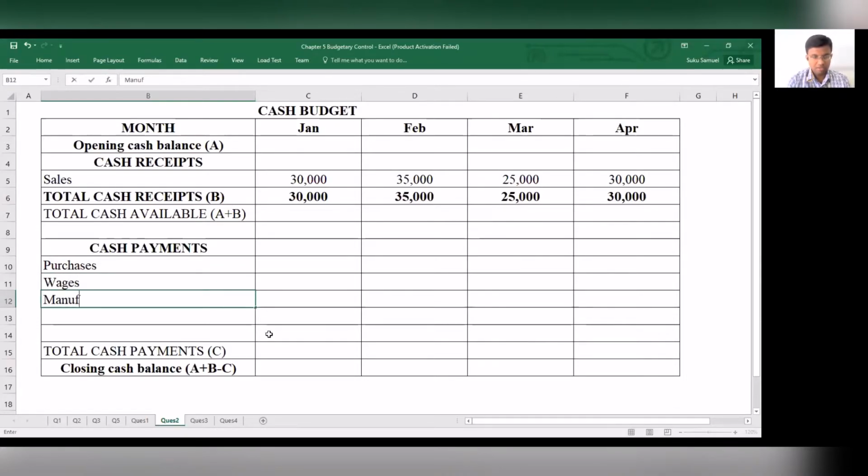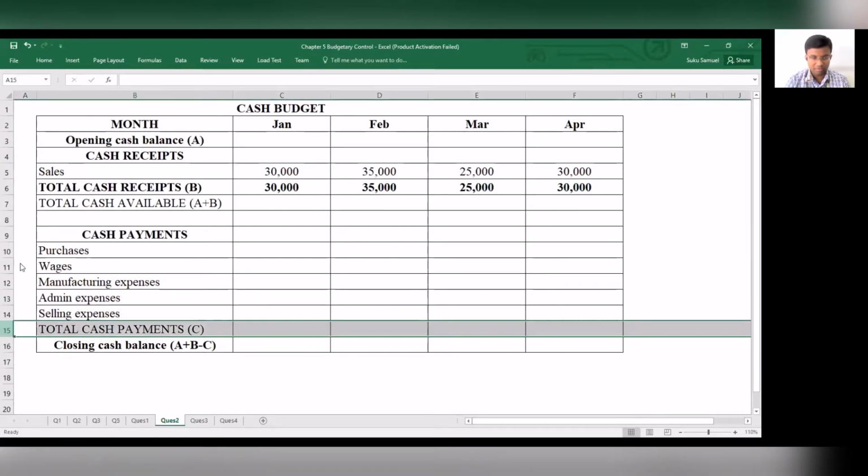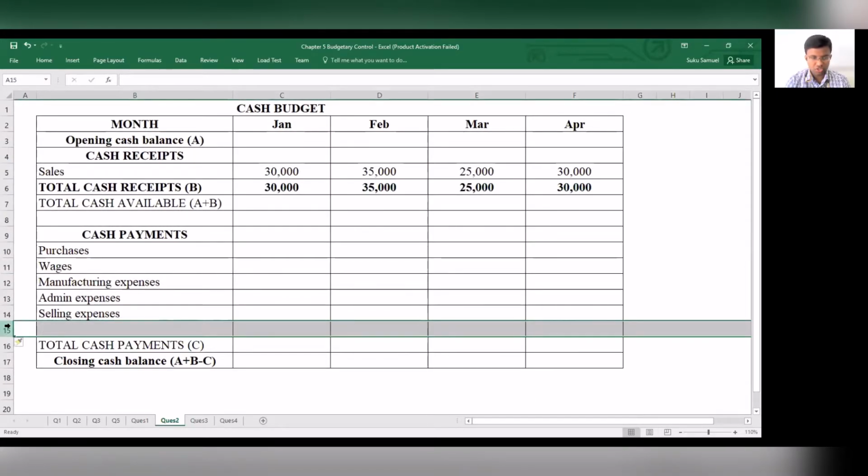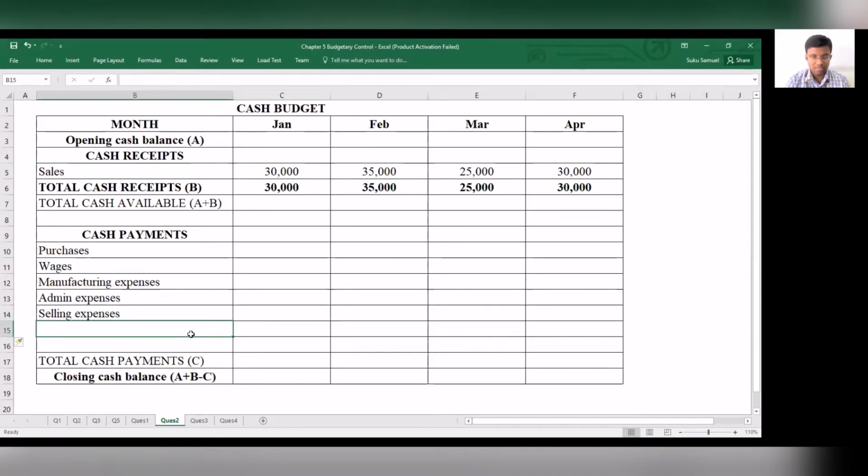Then we have manufacturing expenses. Then we have admin expenses. Then we have selling expenses. So this is what we have got directly from the projections, or the table. But this is just the start. We have some more expenses. Now, what are the other expenses that we have?